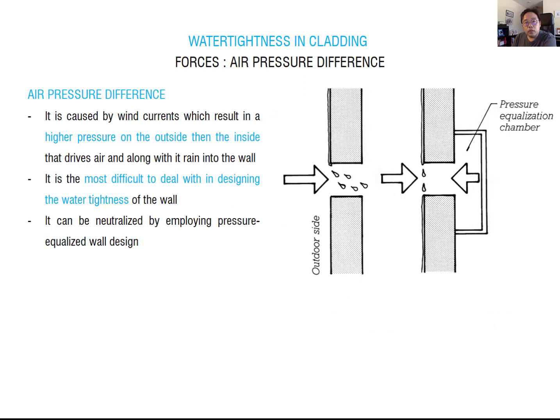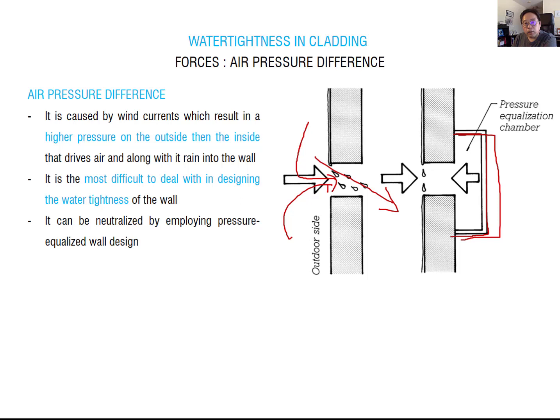In a similar way, you can use a pressure equalization chamber inside. In this case, you can see air is always moving, wind is already flowing from the outside to the inside, and water is always being delivered from the outside to the inside. So you can make this pressure equalized chamber, which we call the PEC.